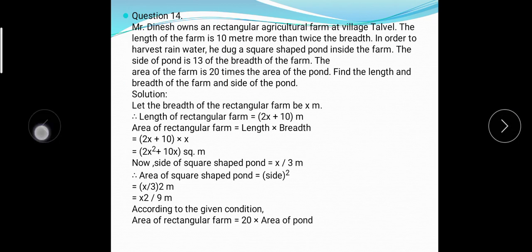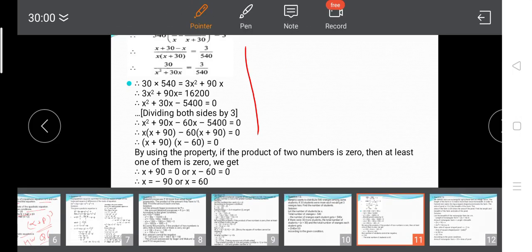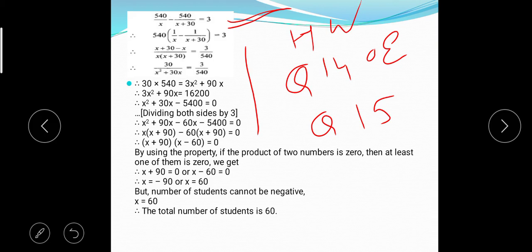Okay students, now the remaining questions, question 14 and 15. So I am writing here, question number 14 or question number 15 is your homework. Okay.